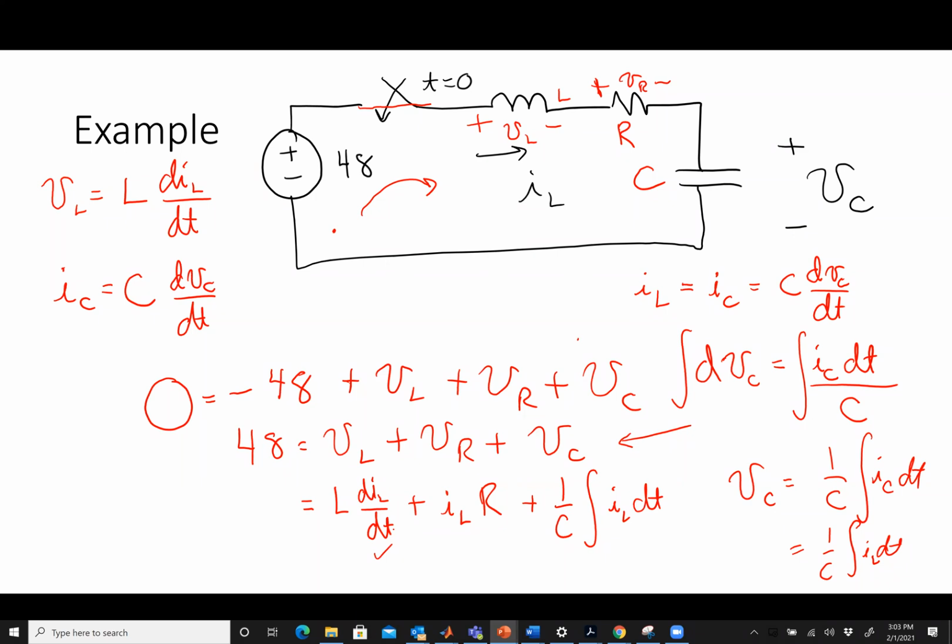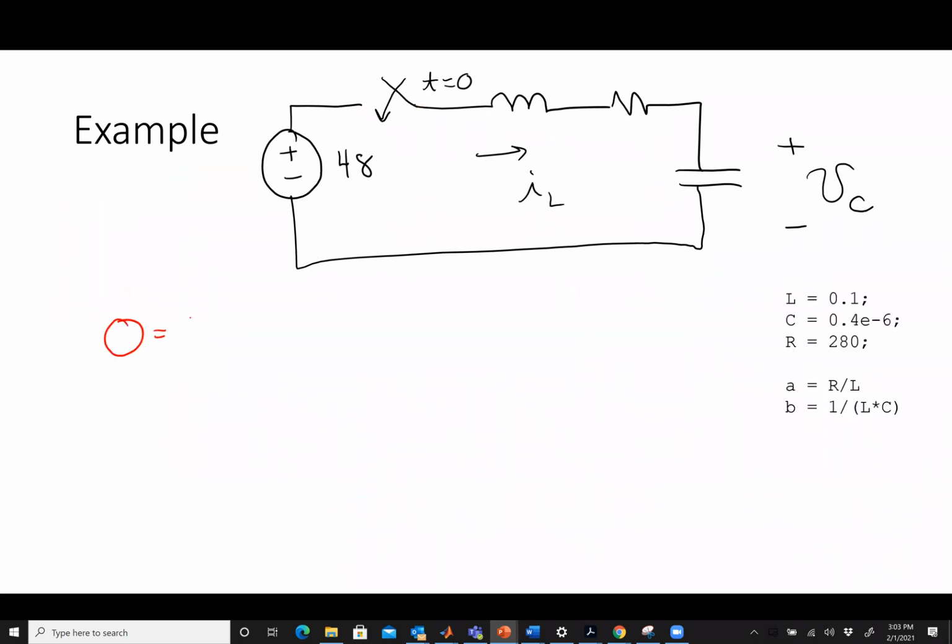L d squared I dt squared. Yeah, it becomes the second order term. If I take this guy here, it becomes the first order term. Now what happens if I take the derivative of an integral like that? It cancels out. So that turns this whole thing into L d squared IL by dt squared plus R dIL by dt plus 1 over C times IL. And I've got a second order differential equation.